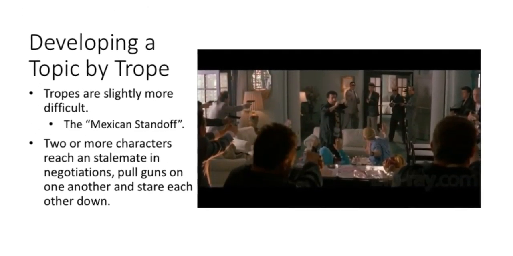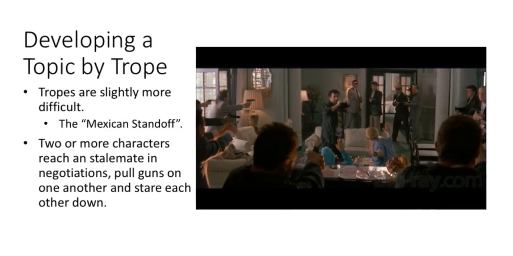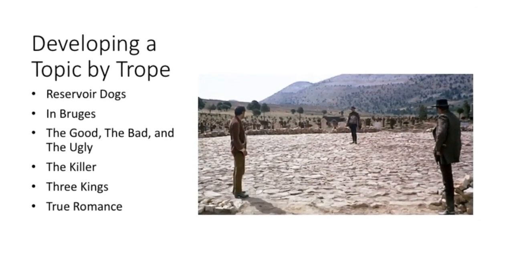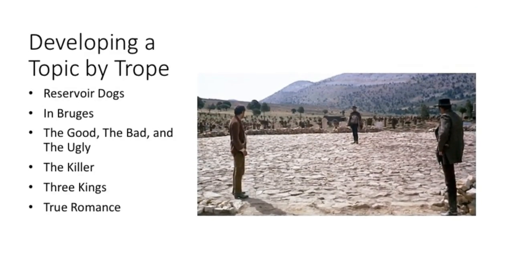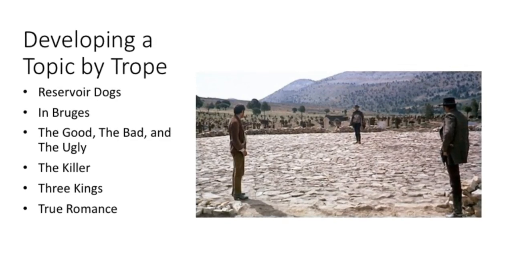Tropes are a bit more difficult. Two or more characters reach a stalemate in negotiations, pull guns on one another, and stare each other down. Think of films like Reservoir Dogs, The Good, The Bad, and The Ugly, The Killer, Three Kings, or True Romance.